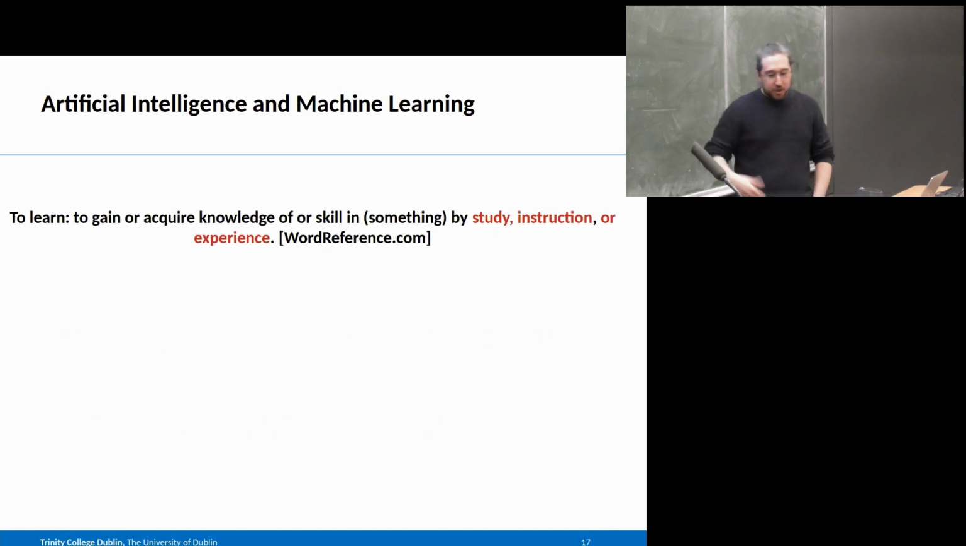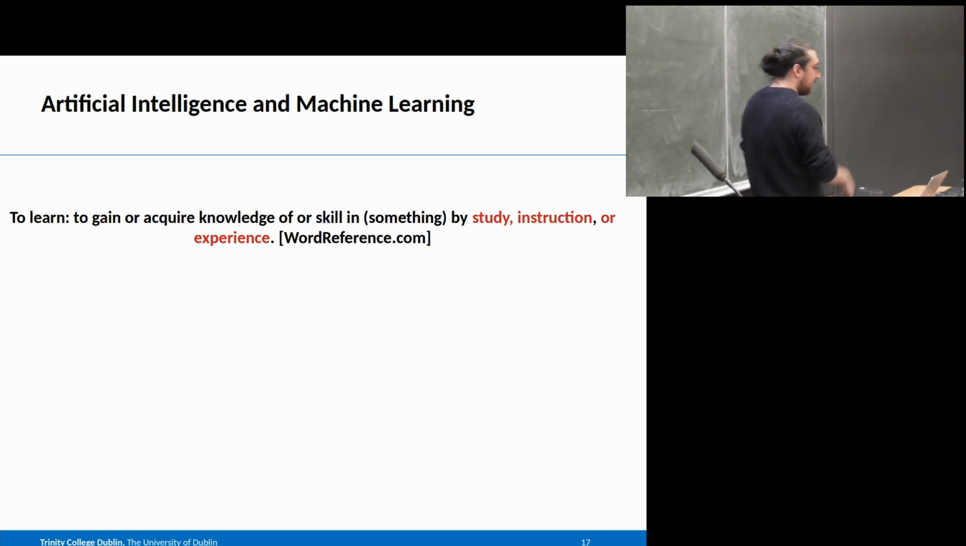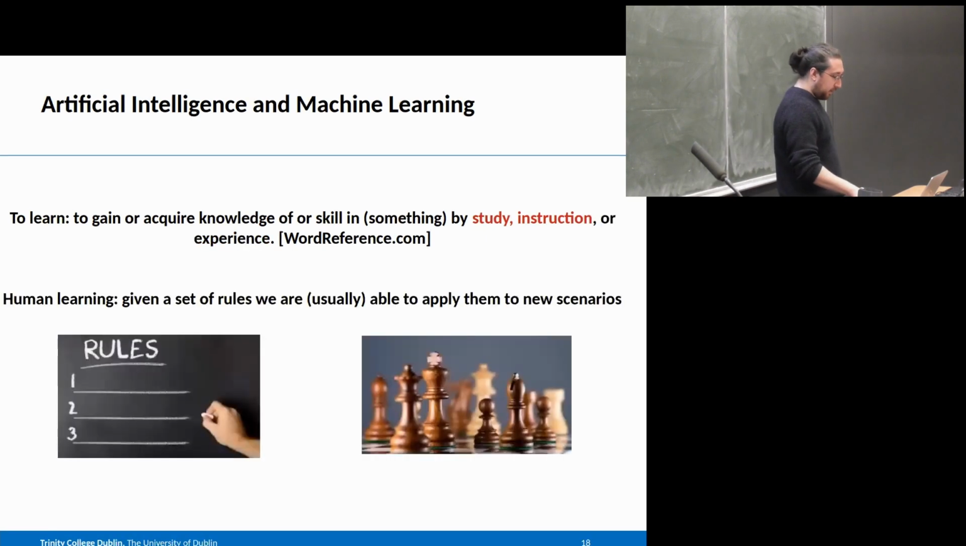So in principle, we would like machines to work as human beings do, right? We can understand where a problem is, sit there, think, and take action. So we go to a word of reference and we see what to learn means. It says that it's to gain or acquire knowledge of or skill in something by study, instruction, and experience, which is something you're familiar with, I'm sure.